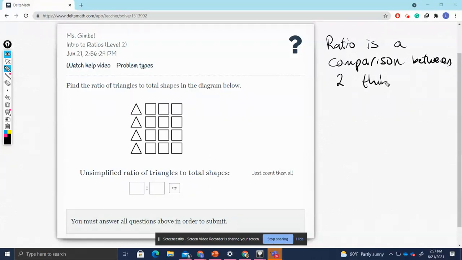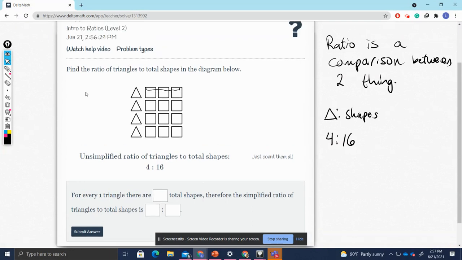In this question, what we are looking at is the ratio of triangles to the total shapes in the diagram. So we want triangles to shapes. To do this, we're going to count the number of triangles we have, which is 4, and then we're going to count the total number of shapes that we have, which in this case is 16. Let's go ahead and put this in to see the answer. So we have 4 to 16.